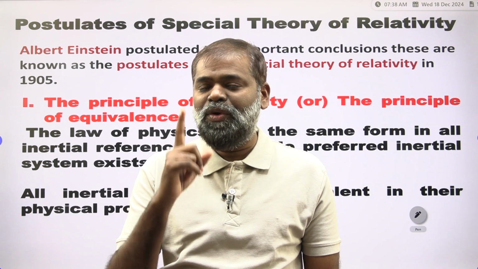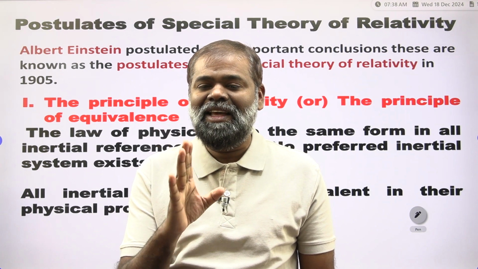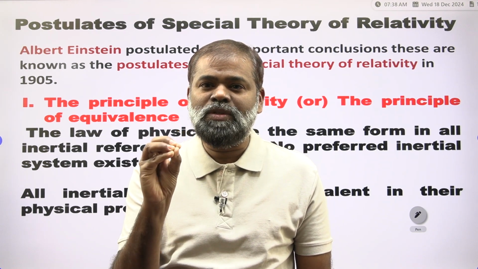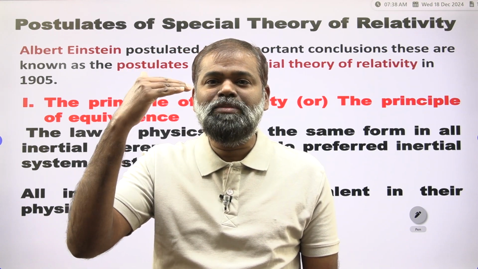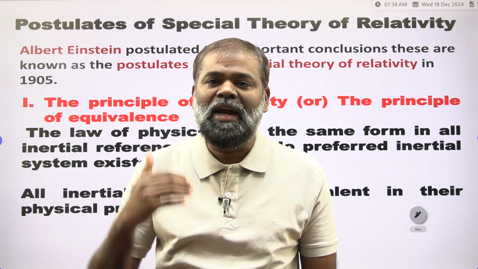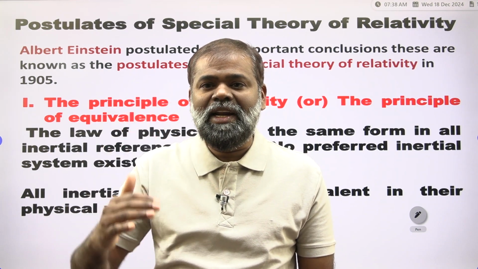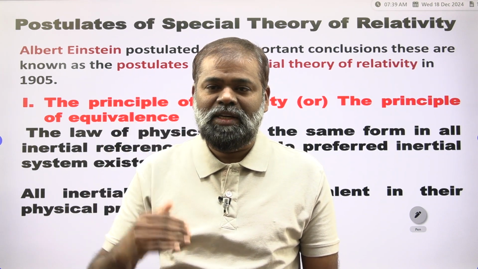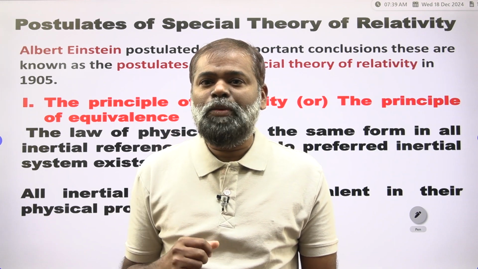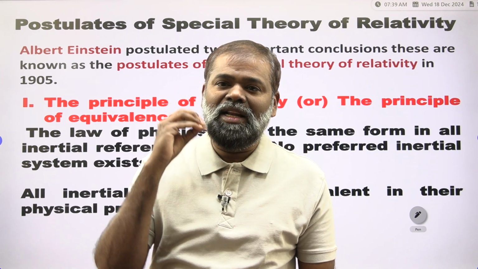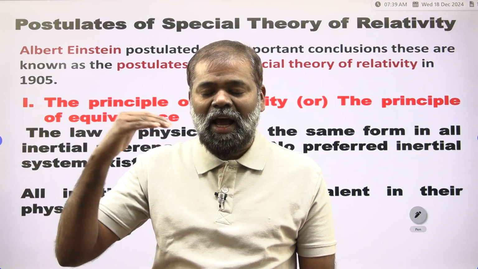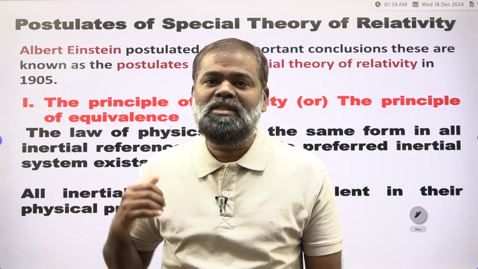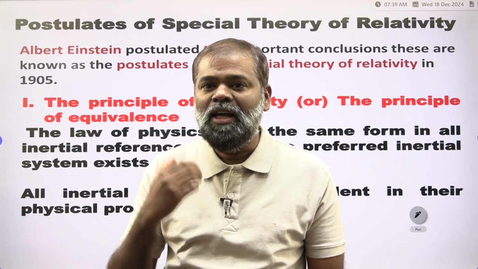Already I told you, if you want to put forward any theory, we have to follow a procedure. Which procedure? We have to keep some assumptions. Those assumptions we call hypothetical ideas, and we also call them postulates. So he kept two fundamental postulates. Based on these two fundamental postulates, he developed the theory. That theory is the special theory of relativity. Clear?